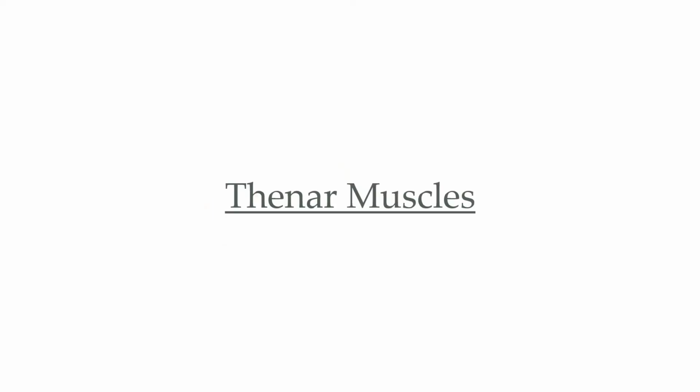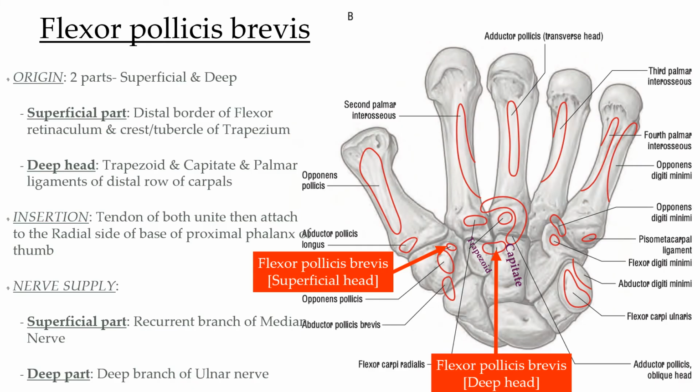Let us first start with the thenar muscles. The first muscle of the thenar group is flexor pollicis brevis. This muscle has two heads, superficial and deep head. Superficial head arises from the distal border of flexor retinaculum and crest of trapezium. So let us see this illustration. This is the lateral side.